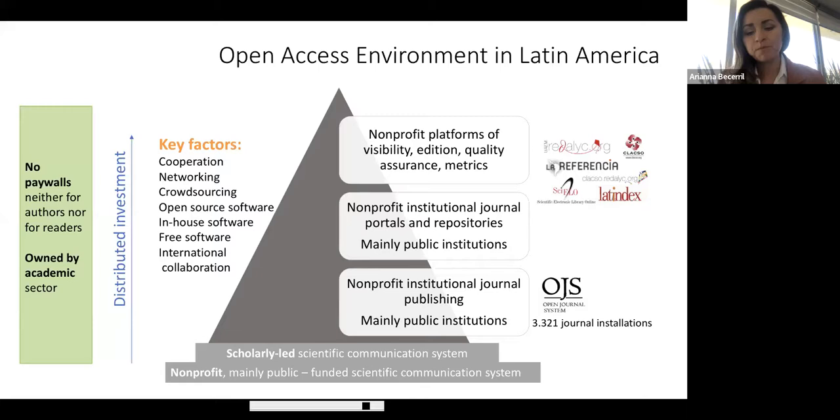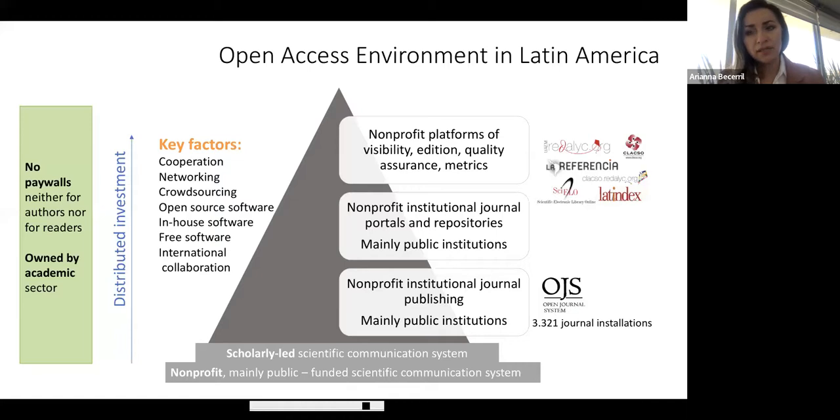And then these different platforms that are providing different services in terms of feasibility, edition, quality assurance, metrics, all this ecosystem works on key factors like cooperation, networking, crowdsourcing, open source software, with a distributed investment, but with a universal benefit, where no fees are involved, neither for authors nor for readers. So this is a non-commercial open infrastructure that has been sustained regionally and collectively for many, many years. And in this landscape is where, for example, initiatives like Redalyc started 20 years ago.